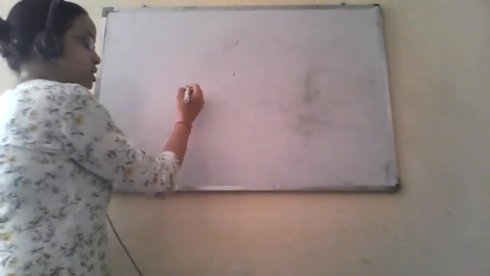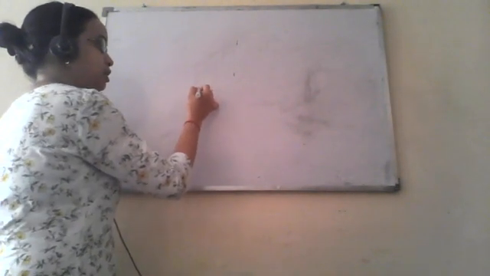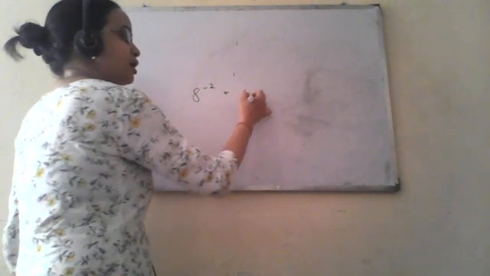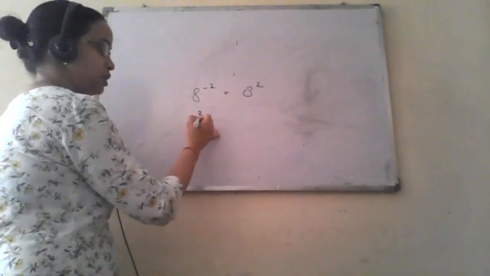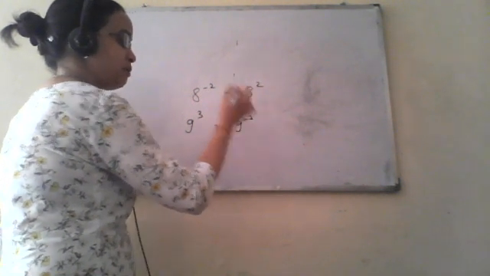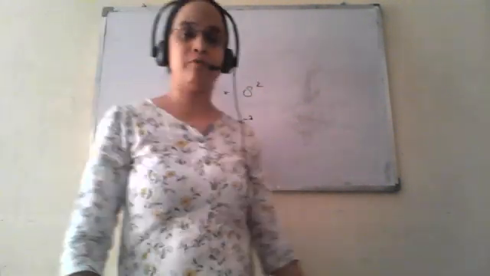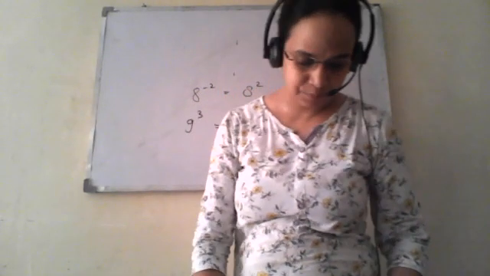Now if I ask what is the multiplicative inverse of 8 to the power minus 2, it will be 8 to the power 2. If I ask what is the multiplicative inverse of 9 to the power 3, it will be 9 to the power minus 3. So this is the concept of multiplicative inverse.